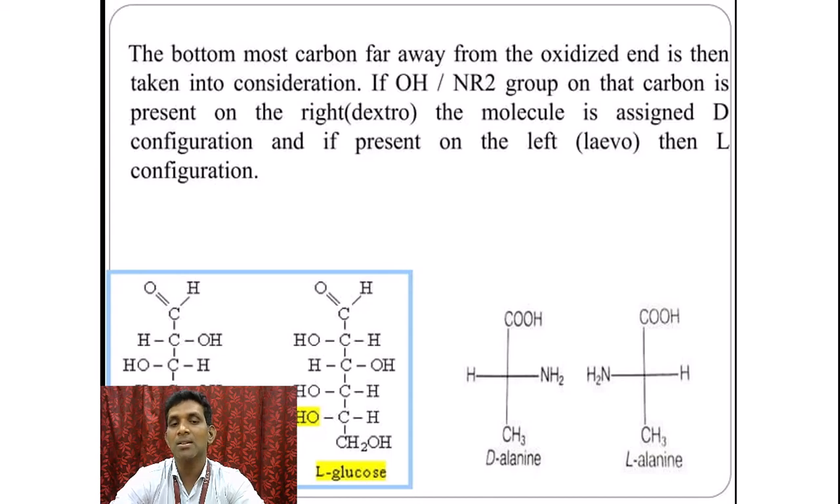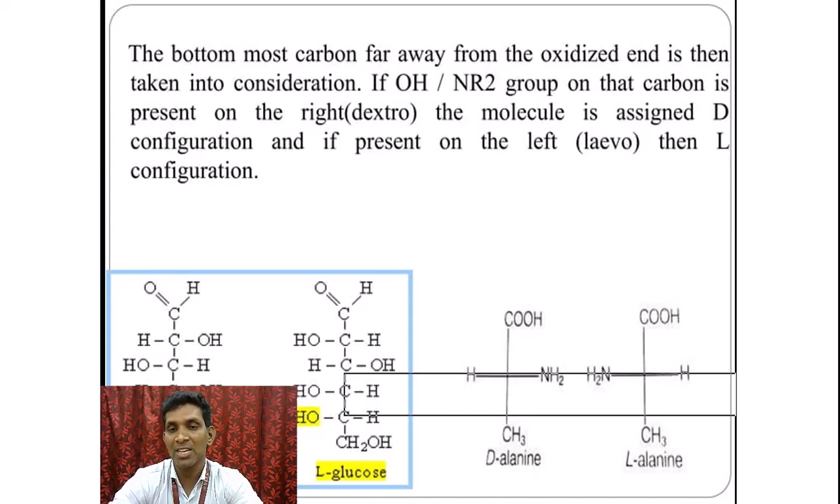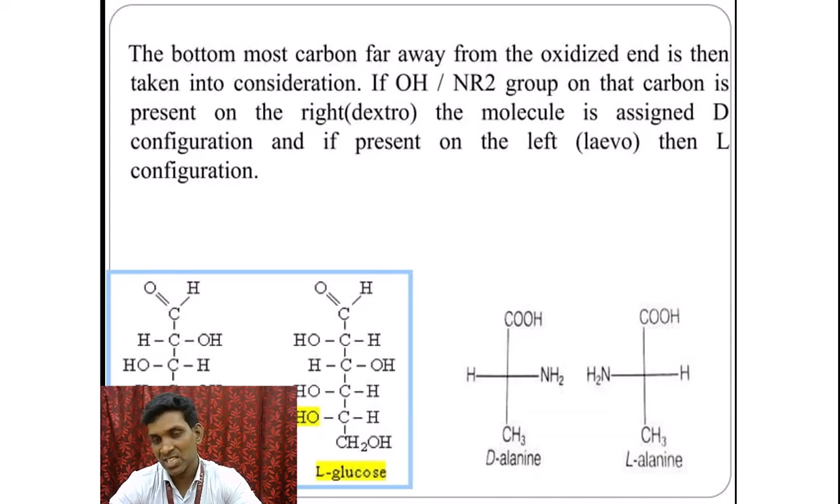So in the case of the penultimate carbon from the bottom side, if OH is on the left-hand side, you have to assign the capital L configuration. The same you can apply for amino acids by taking the reference of the NH2 group. If the NH2 group is on the right-hand side, that is a capital D amino acid. If NH2 is on the left-hand side, it means capital L amino acids. So all naturally occurring carbohydrates are capital D configuration, and all naturally occurring amino acids are capital L configuration.